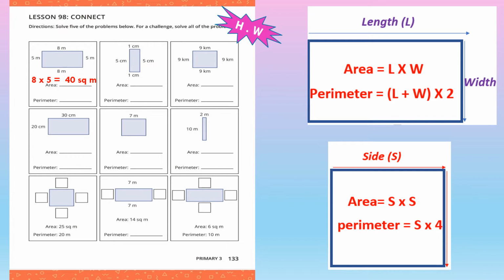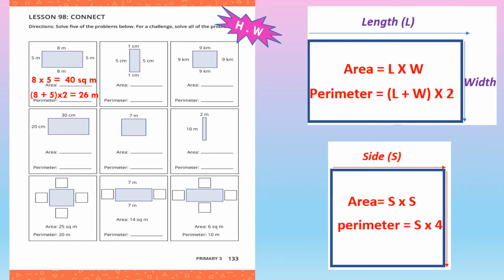The perimeter equals length plus width all times 2. So 8 plus 5 all times 2. 8 plus 5 equals 13. 13 times 2 equals 26 meters. You can do this by yourself. The last one.